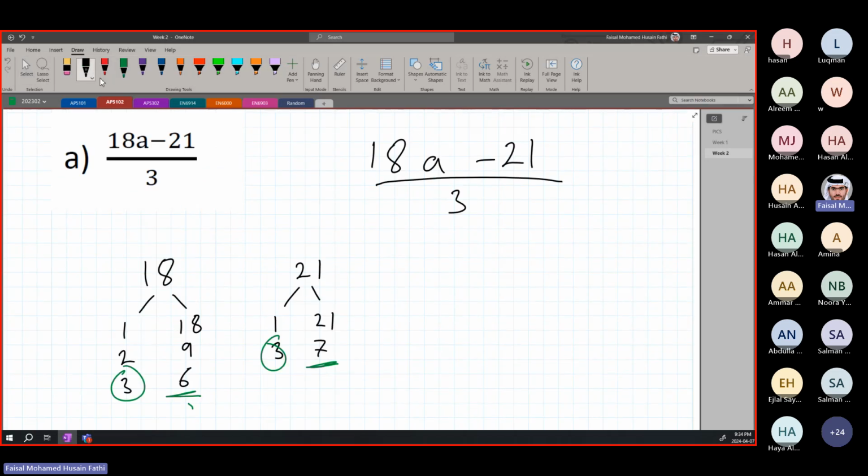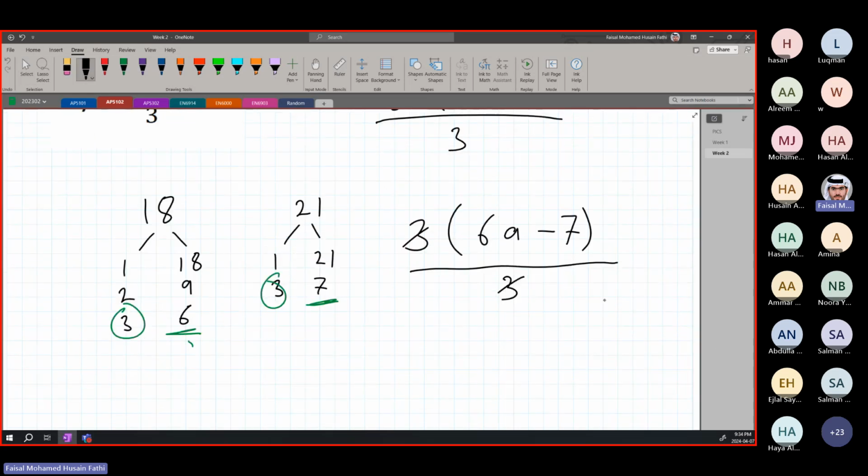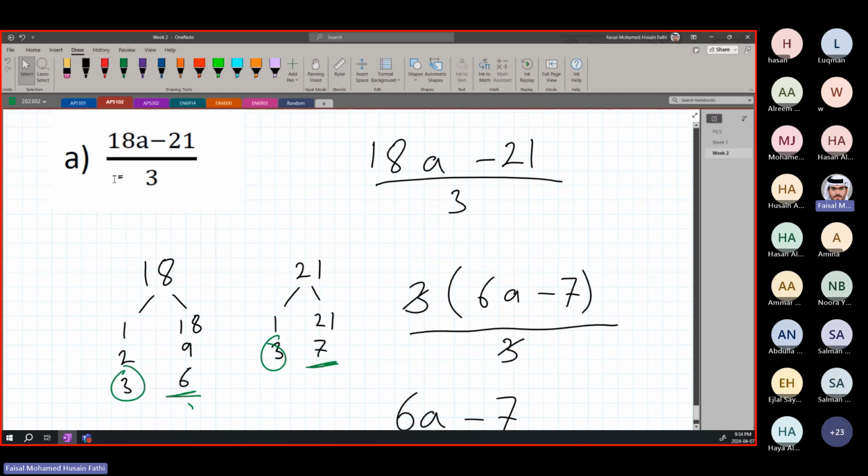So I can rewrite this as 3 into 6a, since 6 is what remains from 18. Okay? And minus the 3 taken out, what will be remaining? 7 over here, divided by 3. So the 3 and the 3 will cancel. You will be left with 6a minus 7. This is another way of simplifying algebraic equations.